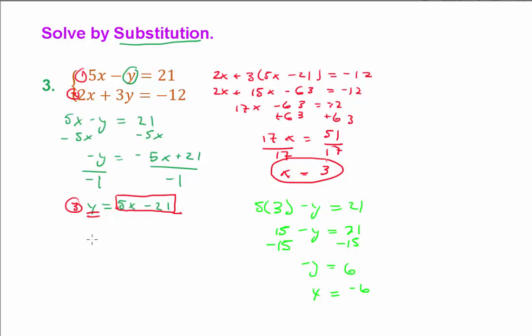So your answer, and it really is an ordered pair, so I really encourage you to write it as an ordered pair, is going to be (3, -6). That is the point at which the two lines that are represented by these two equations intersect.